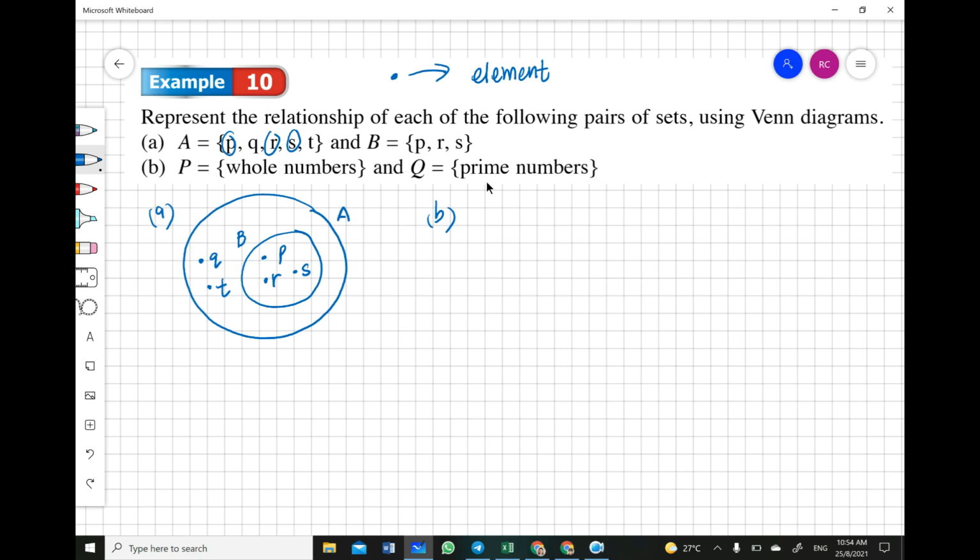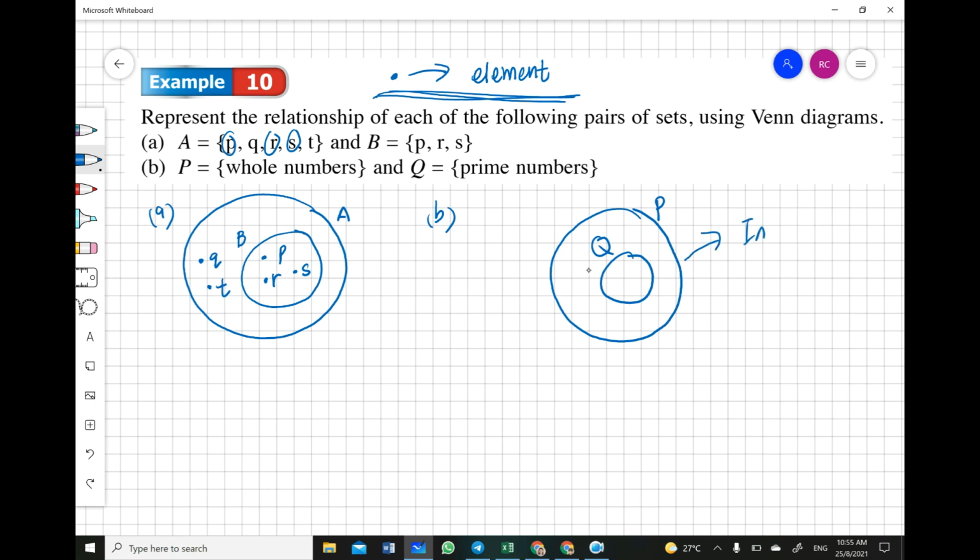A lot of numbers. So for this kind of set, we don't have to label the elements. No need to list the elements. We just need to draw. So we need to determine whether whole numbers or prime numbers is a subset. Which one is a subset, P or Q? Q. Yes, very good. Q is a subset. So we just need to show this, and P outside. Q is a subset of set P. That's all. You don't have to list all the elements because it is an infinite set. Understand, class? This one is an infinite set.